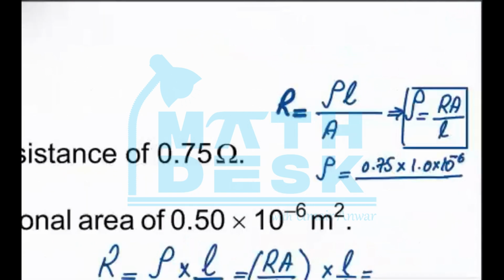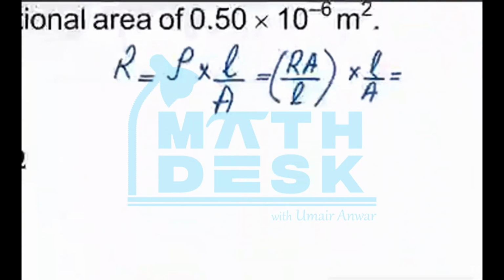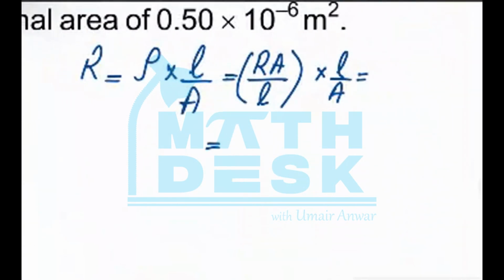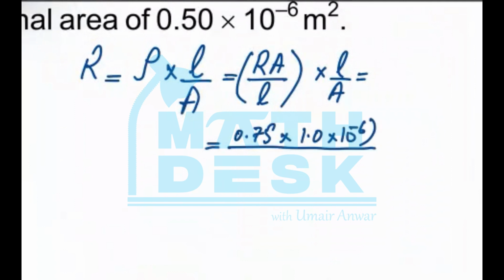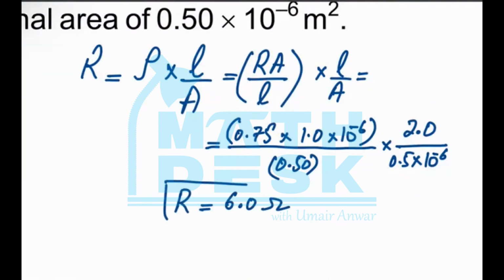R is 0.75, area is 1.0 into 10 raised to minus 6, divided by the length 0.50. Now the length of the second wire is 2.0 and the area is 0.5 into 10 raised to minus 6. Now after simplification, we get the answer of this whole expression as 6 ohms. So the resistance that we needed to find out comes out to be equal to 6 ohms. And from the given options, option D is correct over here.